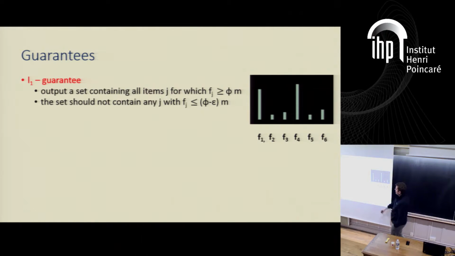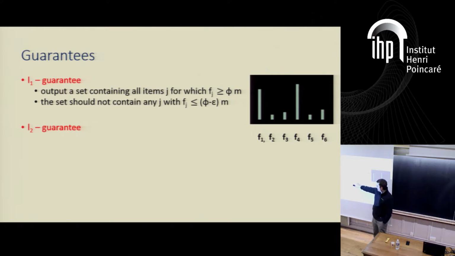Here we relax the problem a little bit. We have phi m versus (phi minus epsilon) m. If epsilon is very tiny, like 0, this is a very hard problem. So this is why we relax the problem a bit. So that's the L1 guarantee.